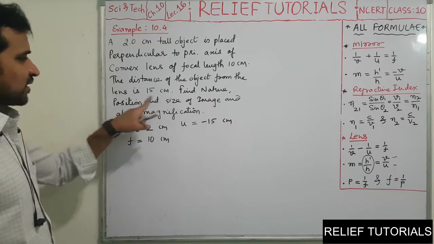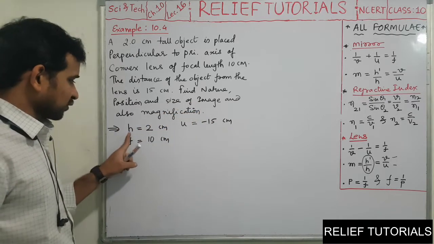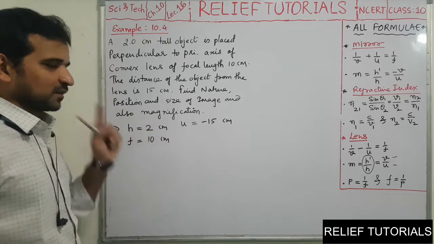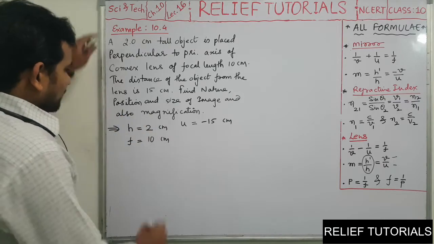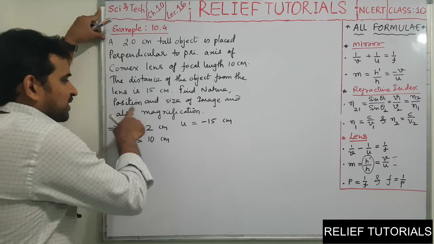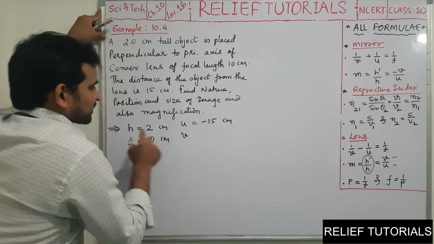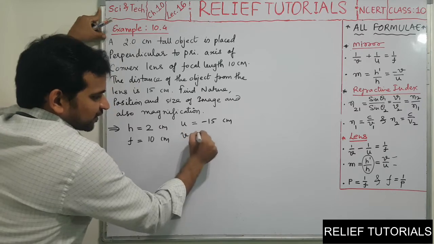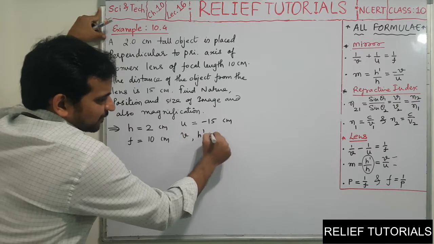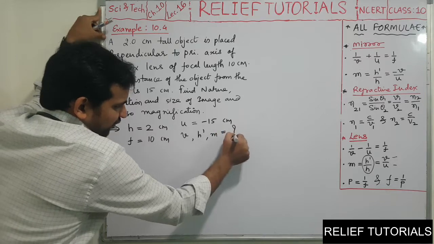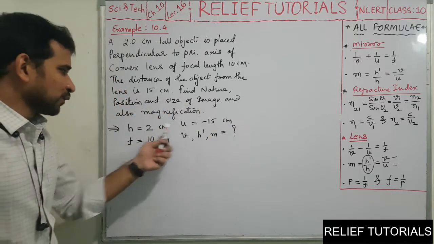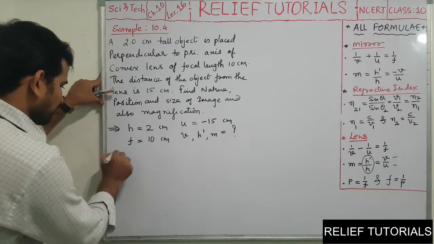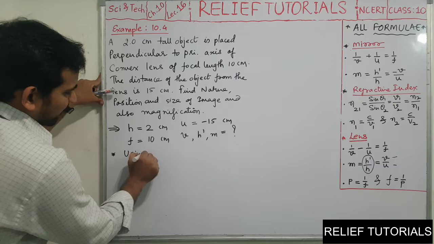Find the nature, position and size of the image. Because the size of the object is given, you have to find the size of the image as well as the magnification. Position of image means v to find it. Size of image means h dash to find it. So v, h dash and magnification, these are the three questions for us. u and f are given, so we can easily find v with the help of the lens formula.